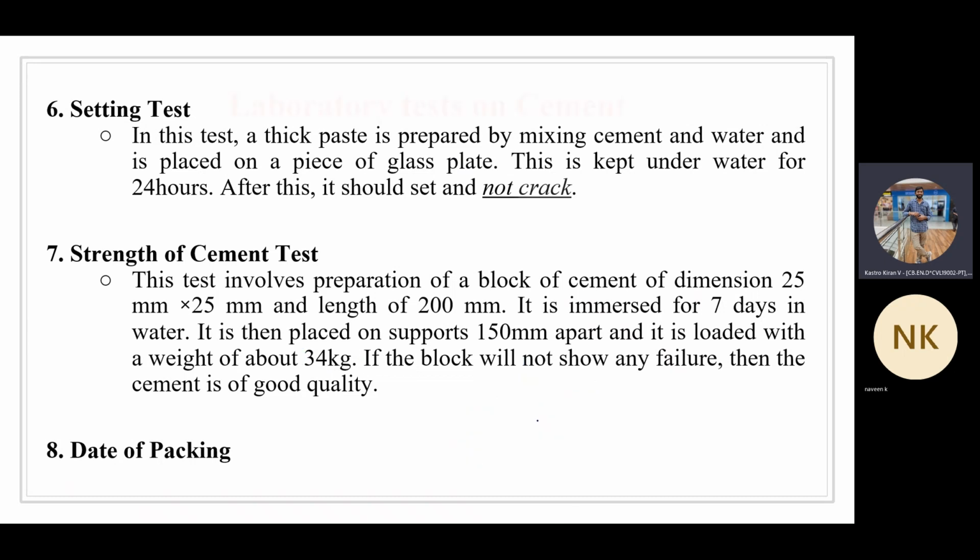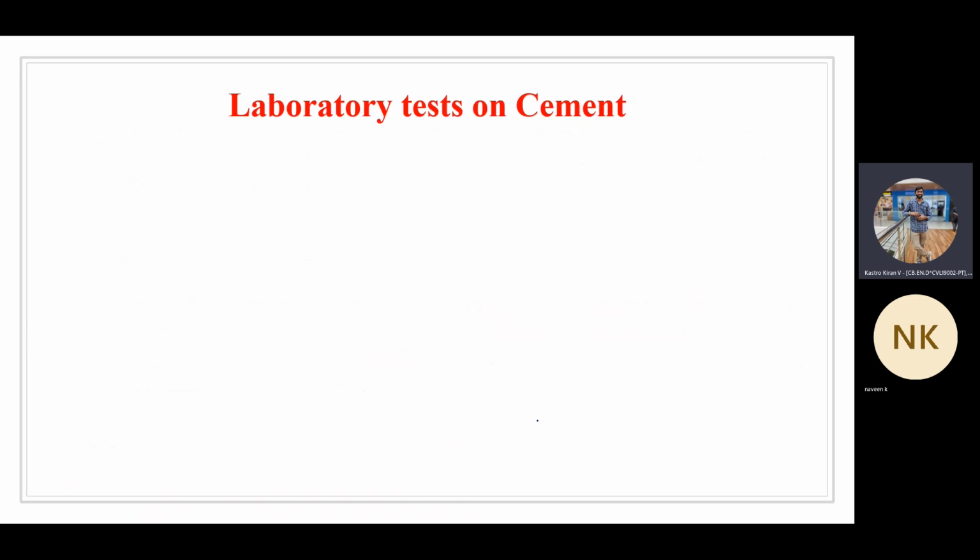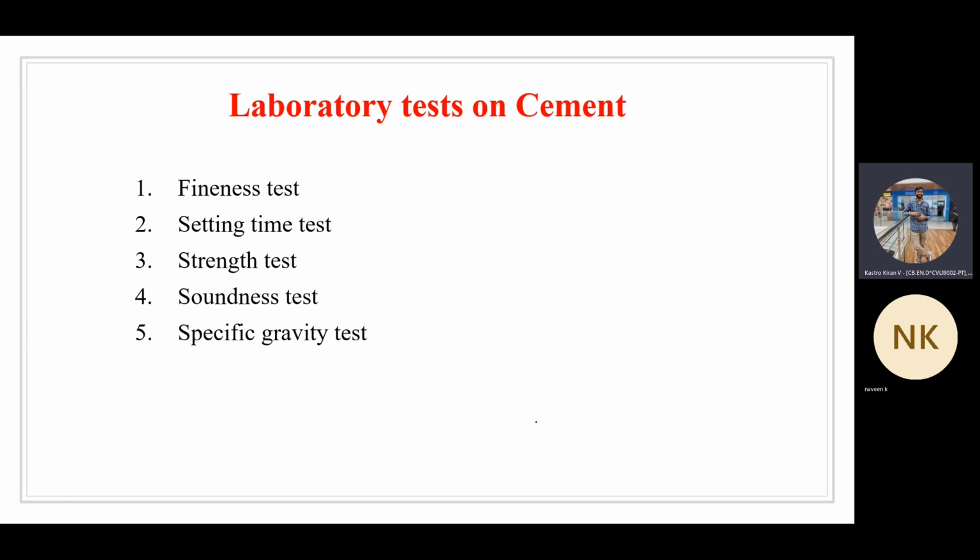Now let's look at what are the different tests that we can perform in laboratory conditions. There are almost 7 to 8 different tests that you can perform in the laboratory. The first one is called the fineness of cement, followed by the setting time of cement, strength test, soundness test, specific gravity test, heat of hydration, and chemical composition test. These are the 7 tests that you can perform in the laboratory.